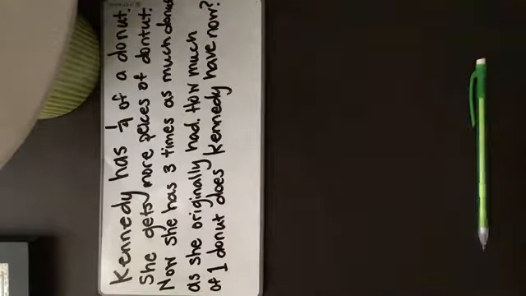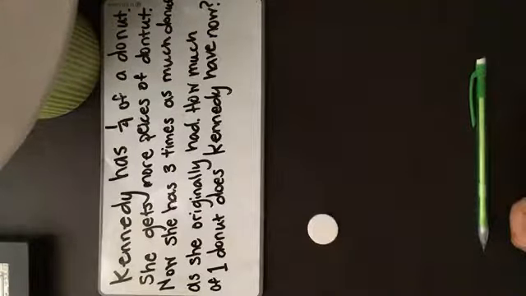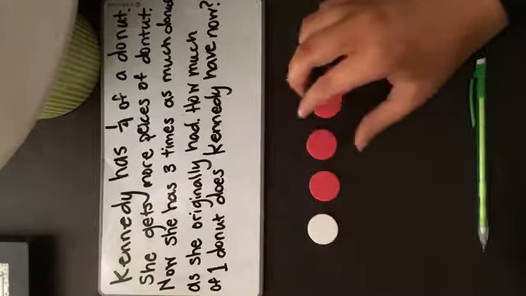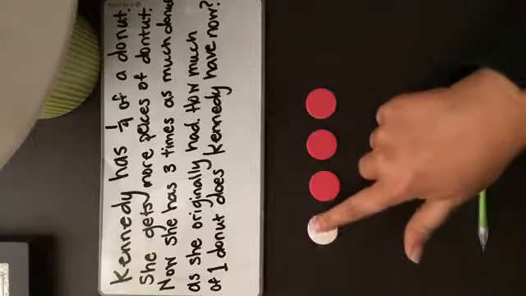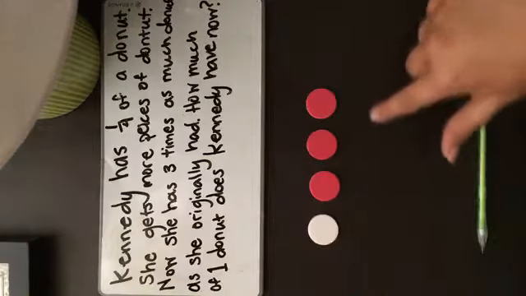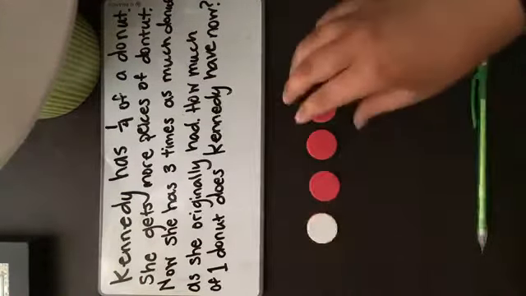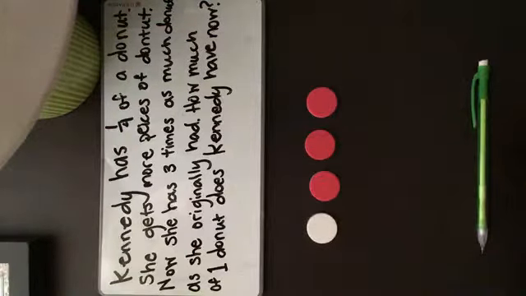Okay, so to represent the 1/4 of a donut that Kennedy has, I'm going to use some counters. I'm going to use white to represent the 1/4 that she does have, and I'm going to use red to represent the rest of the donut that she doesn't have. So the white is our part of the donut that Kennedy has, and the red represents the rest of the whole donut. Kennedy doesn't have a whole donut, but we're counting in terms of whole donuts, and she has 1/4 of one whole donut, the size of one whole donut.